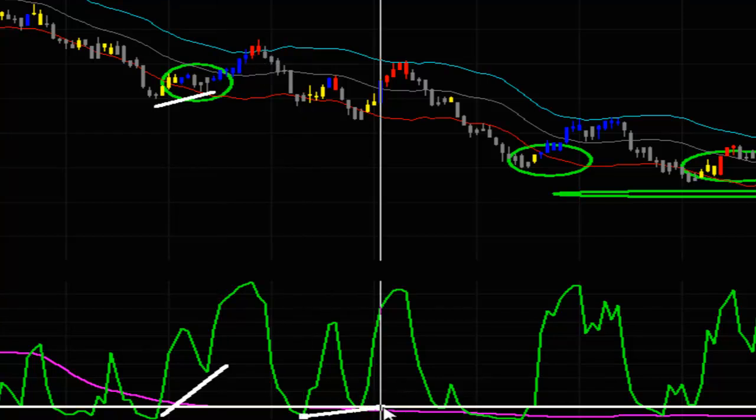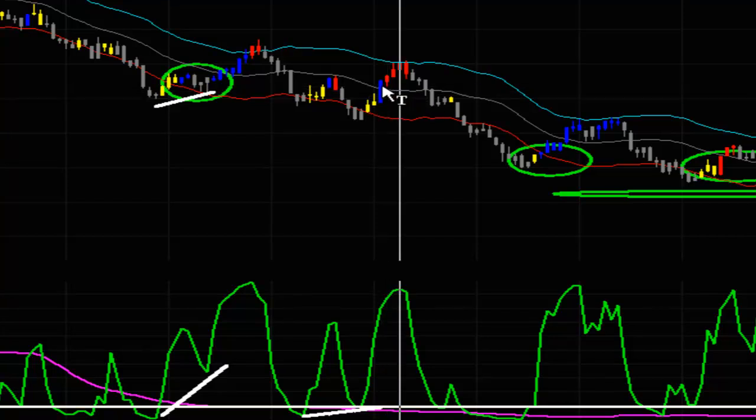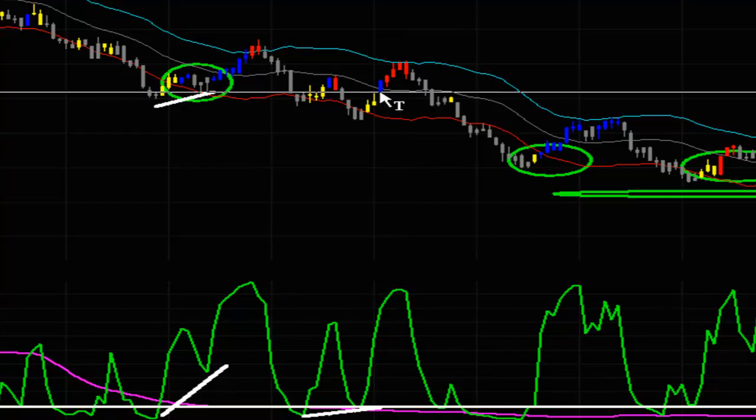We also have divergence here, so we're getting this blue bar confirmation right in the center of the Keltner channel, so that's a little unsafe to take.